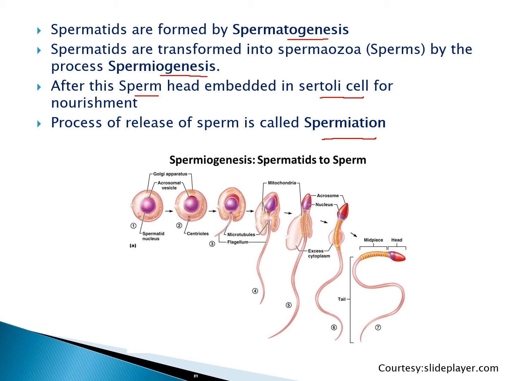In this diagram, you can see the spermiogenesis. These are the spermatids, and here is the sperm. So these are the various stages through which the cells pass, and ultimately it changes into the sperm with three regions, that is head, middle piece and the tail.